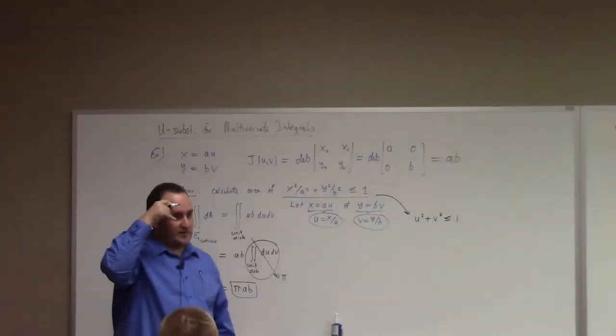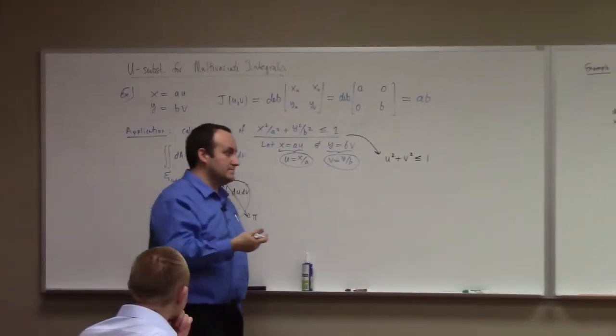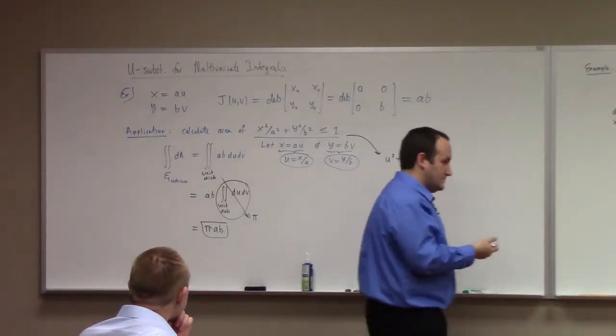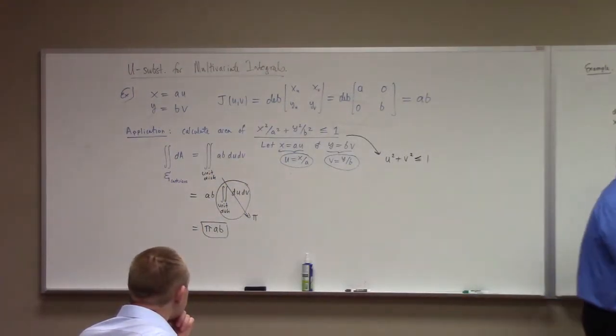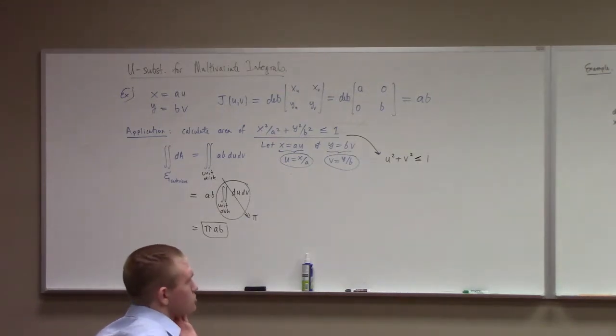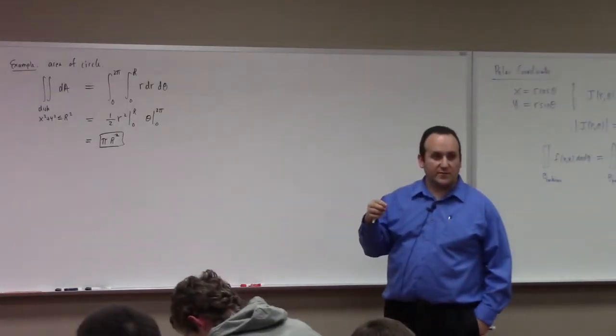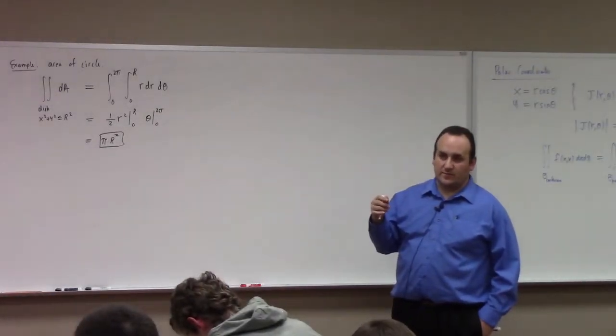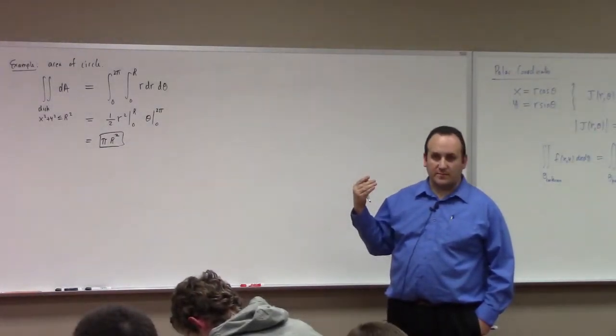So how do we change a double integral? The dA, you have to use the Jacobian factor, right? And we also have to change the actual bounds to the new variables, right? Shall I work another example? Maybe? Yeah.